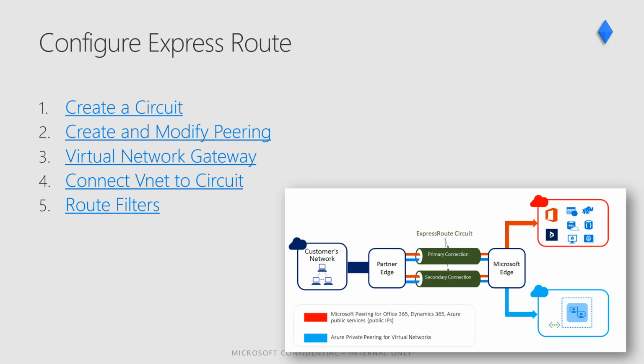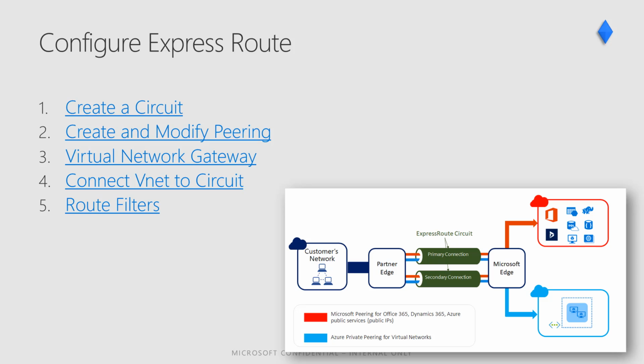ExpressRoute lets you extend your on-premises networks into the Microsoft Cloud over a private connection with the help of a connectivity provider. With ExpressRoute, you can establish connections to Microsoft Cloud services such as Microsoft Azure and Microsoft 365. Connectivity can be from any to any IPVPN network, a point-to-point Ethernet network, or a virtual cross-connection through a connectivity provider at a co-location facility. ExpressRoute connections don't go over the public internet. This allows ExpressRoute connections to offer more reliability, faster speeds, consistent latencies, and higher security than typical connections over the internet.